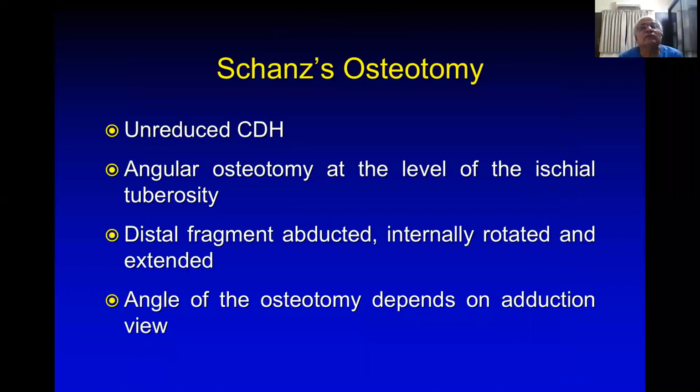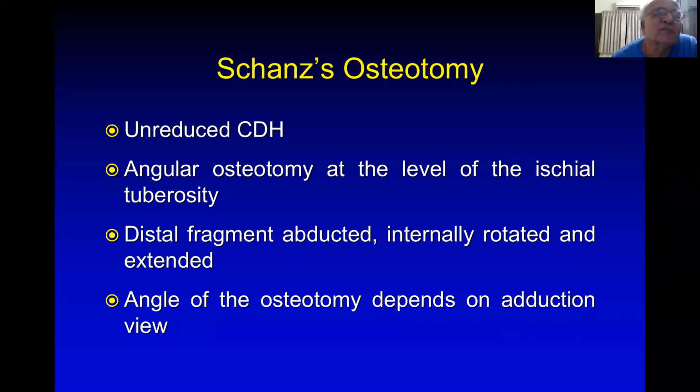Regarding Schanz osteotomy, which we said we do for an unreduced, unstable hip, we want to give some stability to these patients. When Schanz described it, he described it at the level of the ischial tuberosity, which I'll tell you why is biomechanically different. Today we do it slightly differently, because if we have to convert to a total hip, it becomes very, very difficult. So we do it at least slightly on the higher side, just at the inferior border of the acetabulum, if you want to do a Schanz. It's an angular osteotomy at the level of the ischial tuberosity. The distal fragment, very important, is abducted, internally rotated and extended.